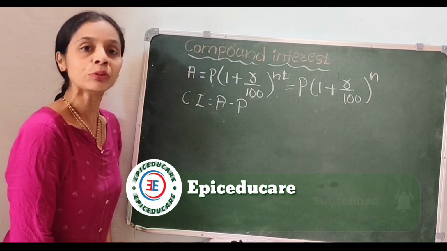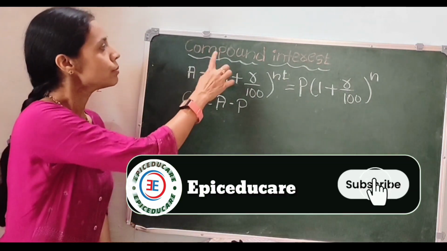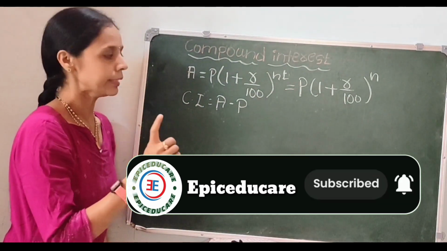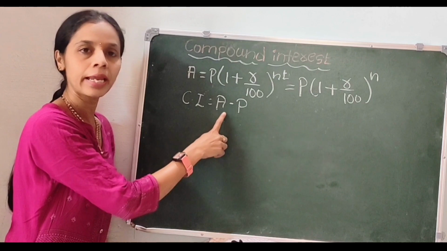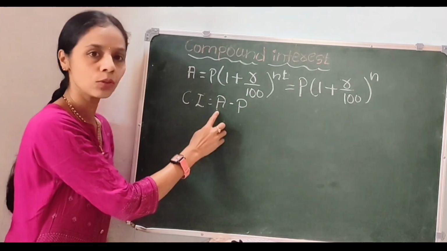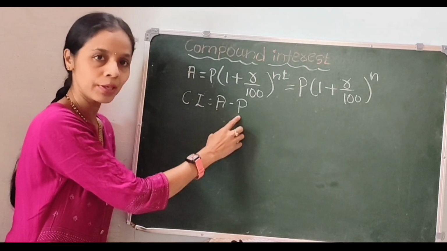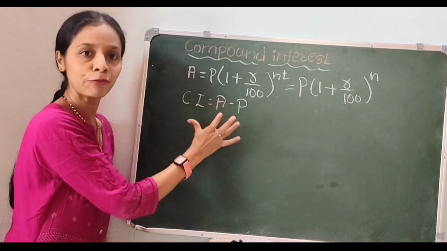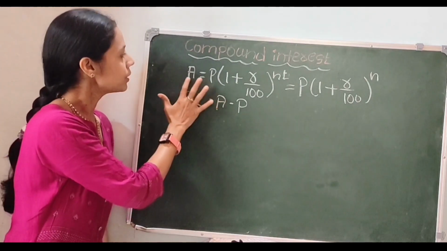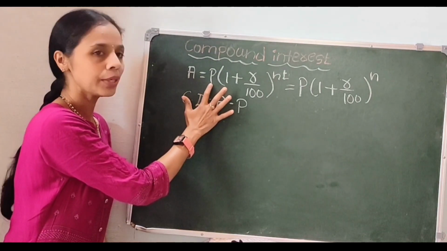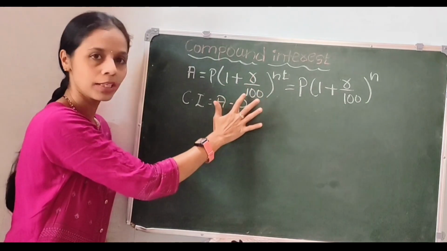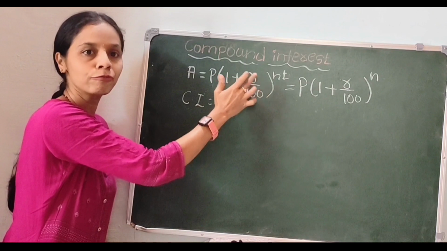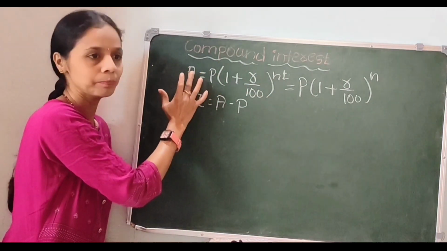Today we will go to solve problems on compound interest. The formula for finding compound interest is equal to A minus P. A means total amount, P means principal amount. So first we find out the value of A. How can we find out the value of A? So A is equal to P into 1 plus R divided by 100 whole to the power of NT. It is the formula for finding total amount A.